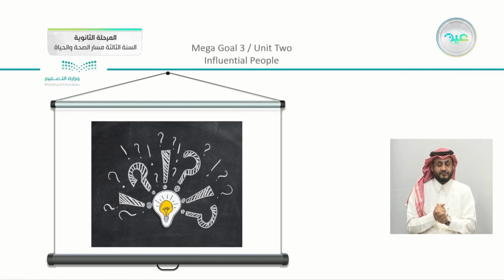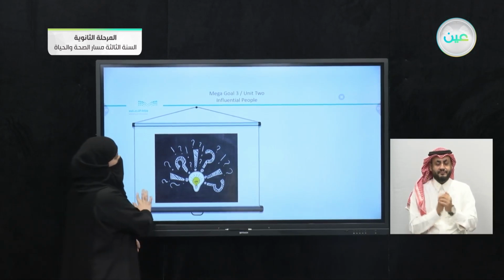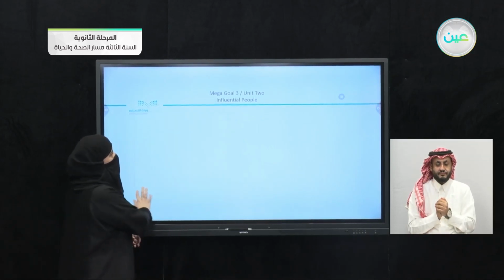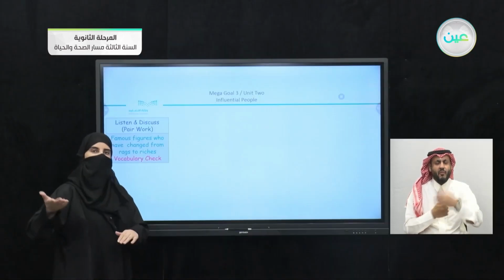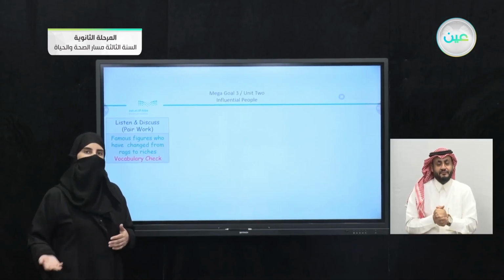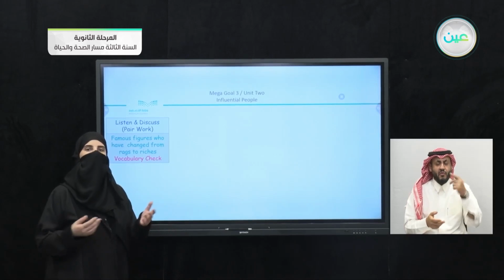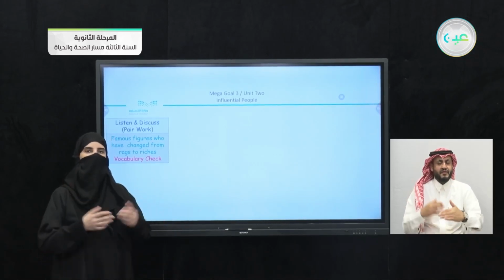Now, we're going to just revise what we have studied in Unit 2. We're going to see what we have here. We took in the first lesson, listen and discuss and pair work, famous figures who have changed from rags to riches, or they were in a less fortunate time in their life to being something different and rich. Now, if you remember, like the personality, Li Ka-shing, or like Amancio Ortega, or even Steve Jobs. Now, they started from a very poor basis, and then they became successful.